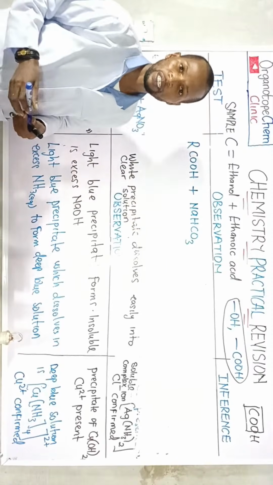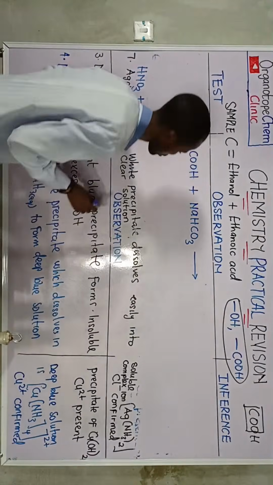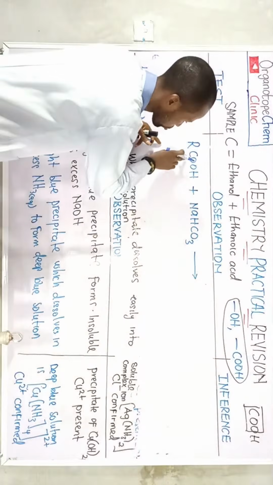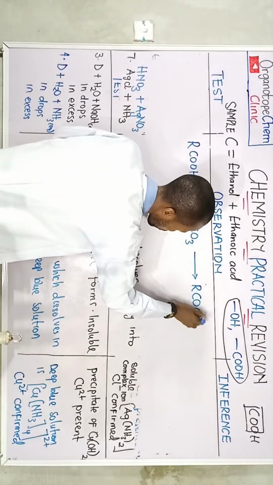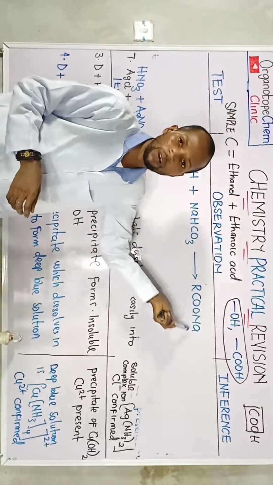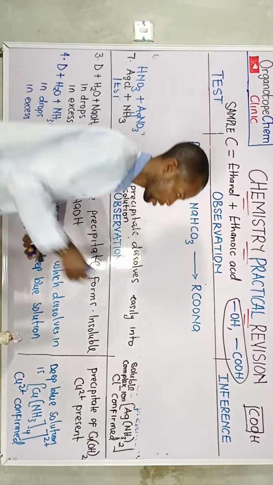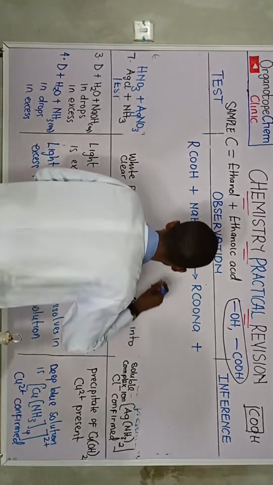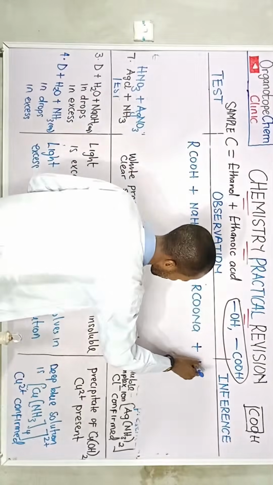Sodium hydrogen carbonate. Then what is the product formed? When we reacted this with sodium hydrogen carbonate, we have RCOONa. Okay? This is sodium alkanoate. Sodium alkanoate is formed, okay? Then what do we have that's accompanying this particular reaction? We have formation of water.